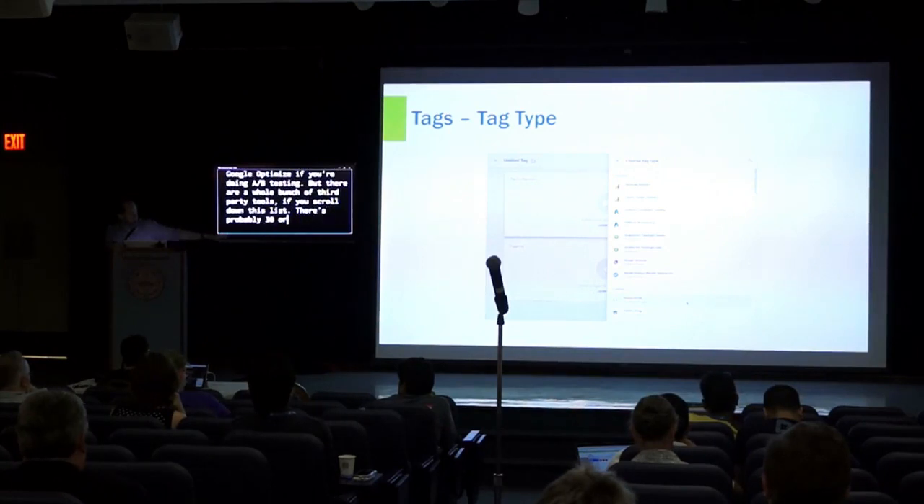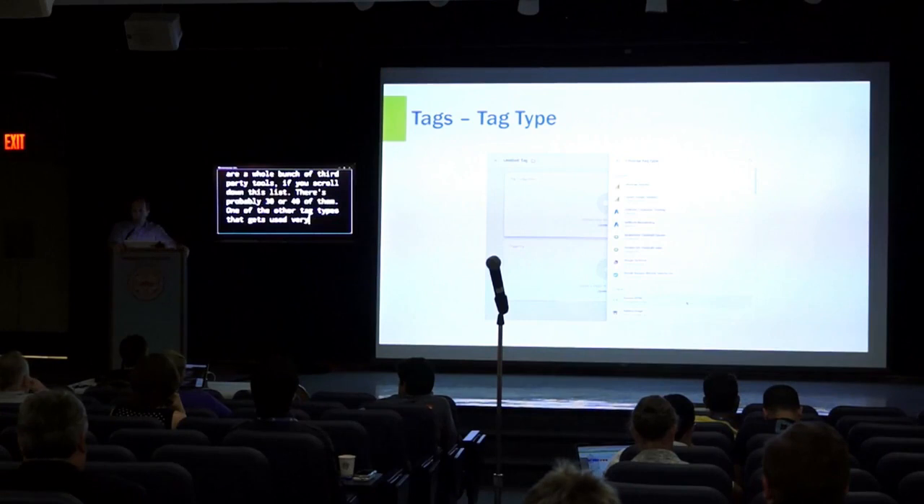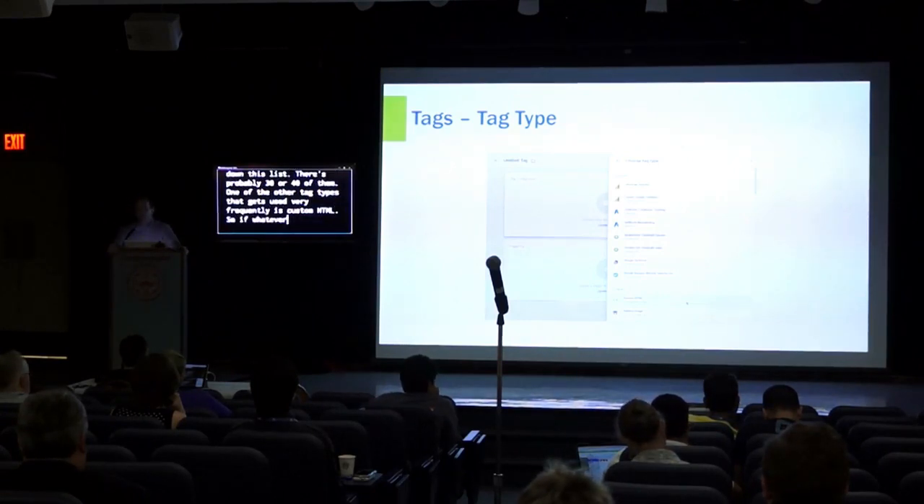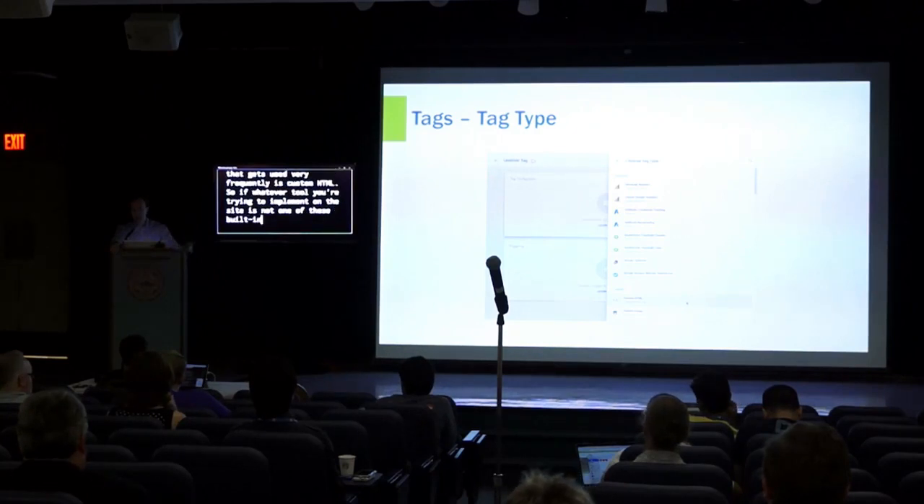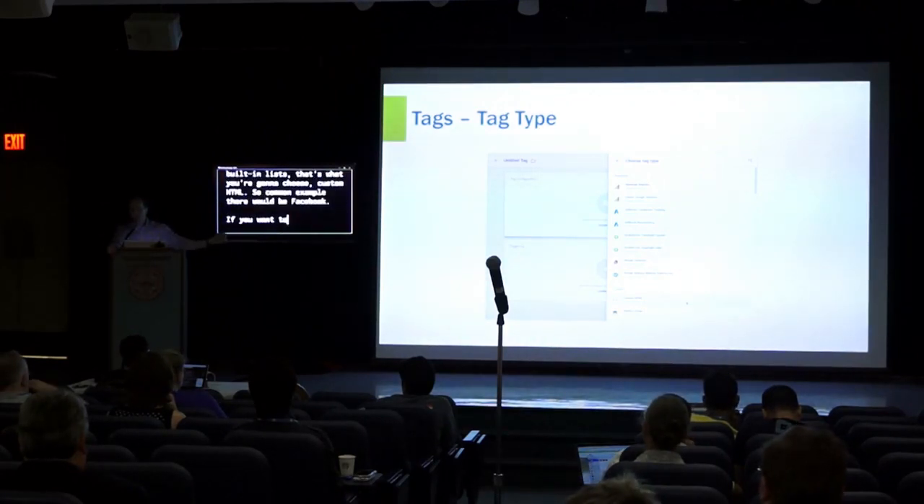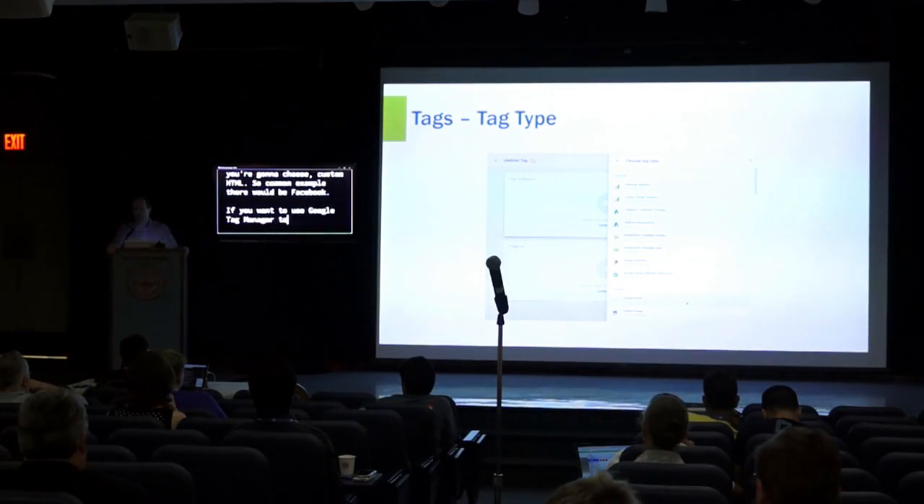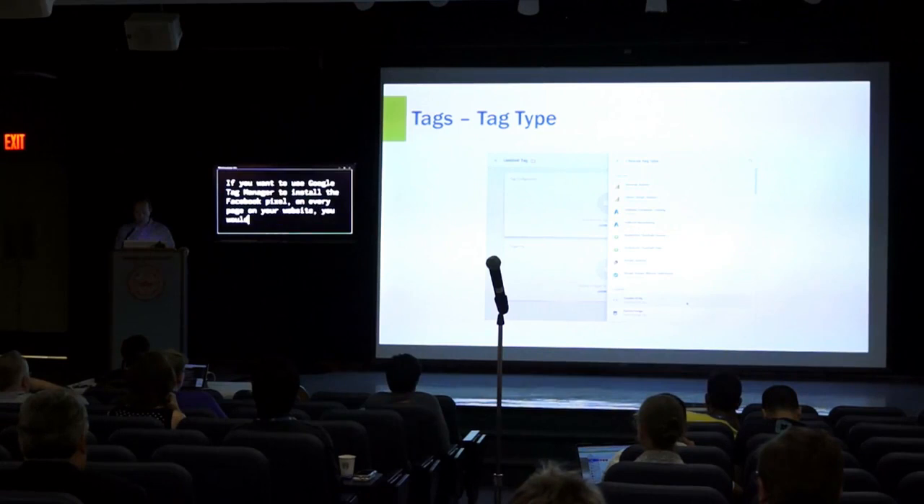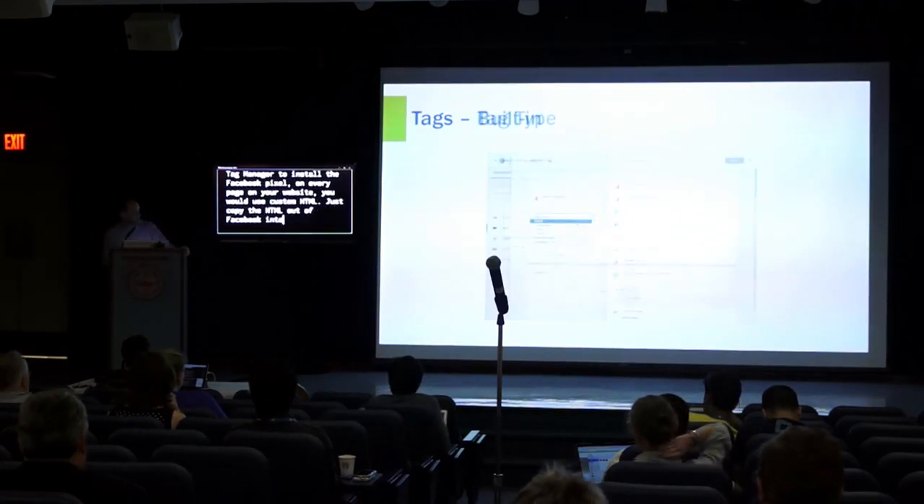One of the other tag types that gets used very frequently is custom HTML. If whatever tool you're trying to implement on the site is not one of the built-in ones, that's what you're going to choose: custom HTML. A common example would be Facebook. If you want to use Google Tag Manager to install the Facebook pixel on every page on your website, you would use custom HTML. Just copy the HTML out of Facebook into there, and it's done.